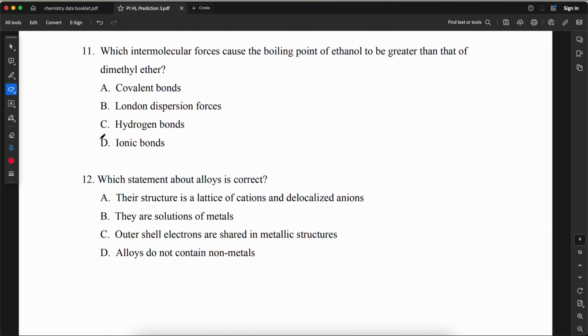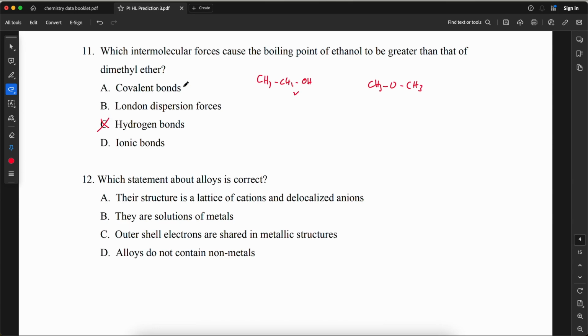Which intermolecular forces cause the boiling point of ethanol to be greater than that of dimethyl ether? Ethanol has hydrogen bonding, and dimethyl ether has no hydrogen bond.